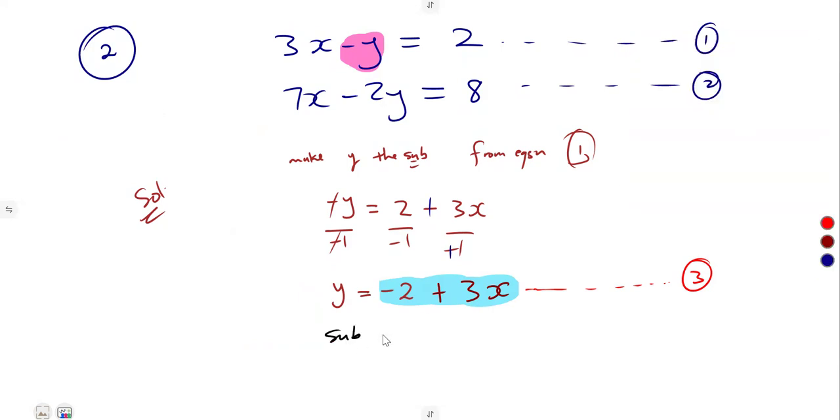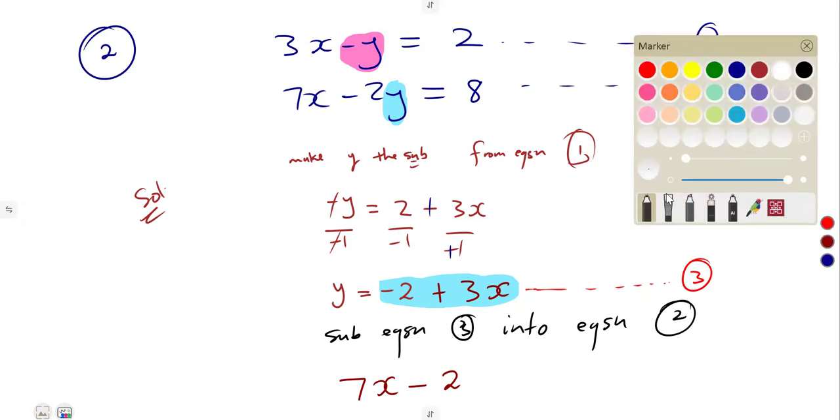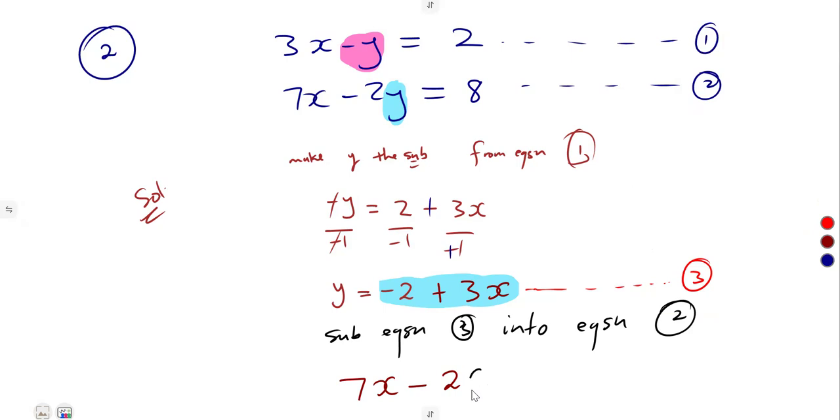I'm going to substitute equation 3 into what? Equation 2. Just like that. So y there, in place of y. So it means we're going to have 7x minus 2y. So it's minus 2 in place of y there. You put this, what is representing that y there, which is an expression. So that is minus 2 plus 3x in place of y in equation 2.